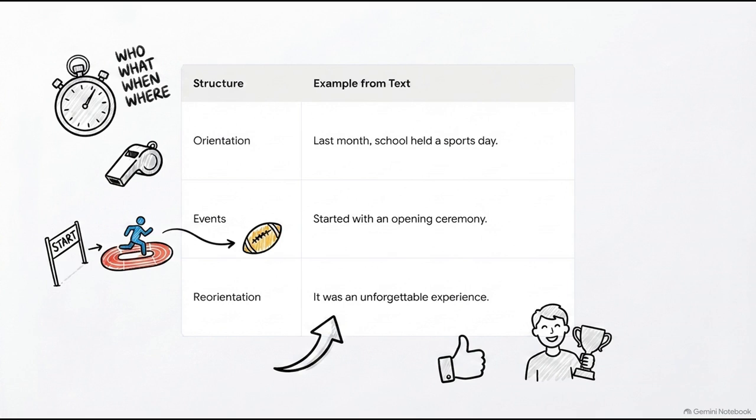And finally, the reorientation. This is your conclusion or your personal feeling about it all. It's exactly where our writer notes that the day was exciting and unforgettable. So, orientation, events, reorientation. That right there is your ultimate playbook for telling a story about the past.